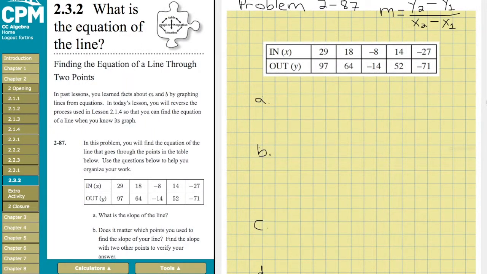We're going to do problem 287, which is coming from this lesson here, 2.3.2. What is the equation of the line? You're going to find the equation of a line through 2 points. And that's exactly what we're going to do in this problem right here.